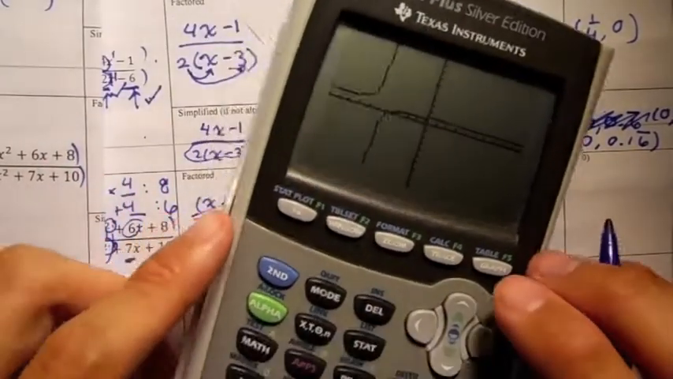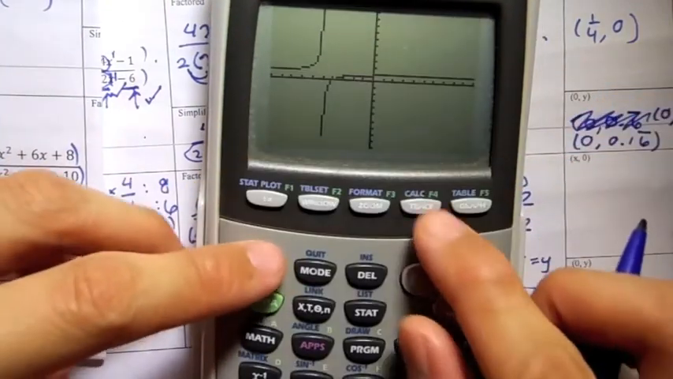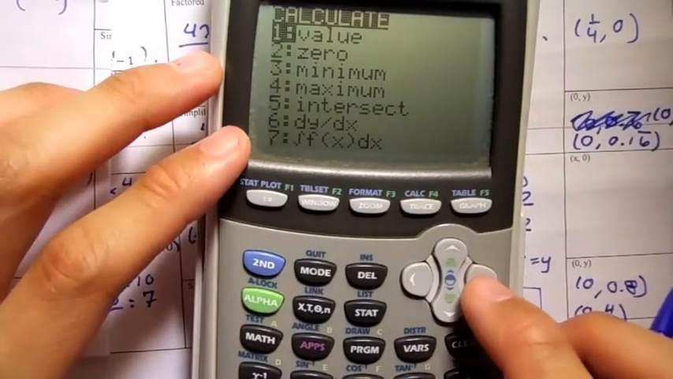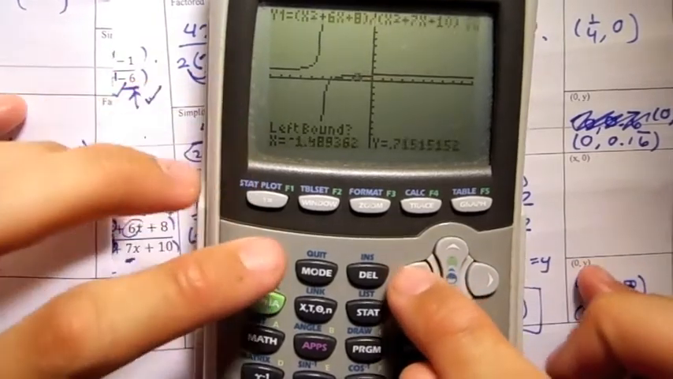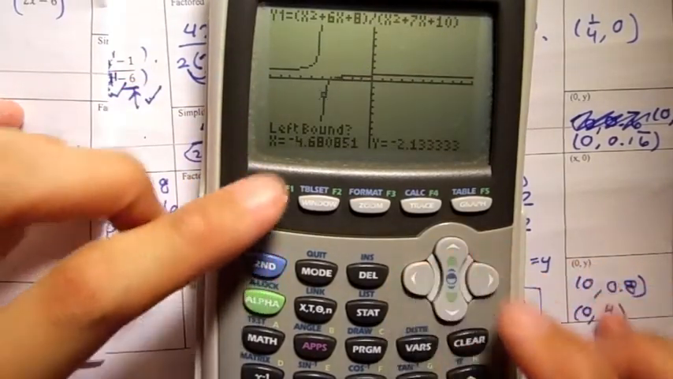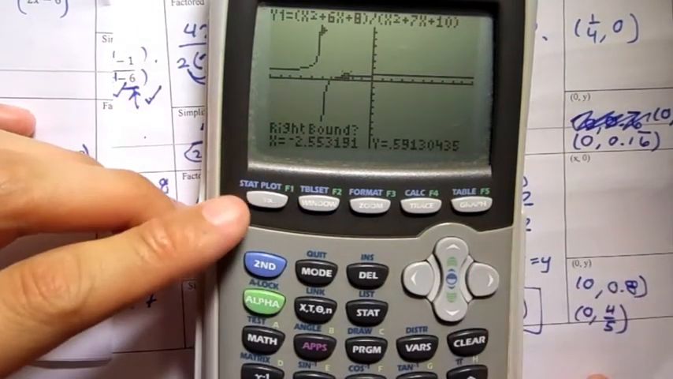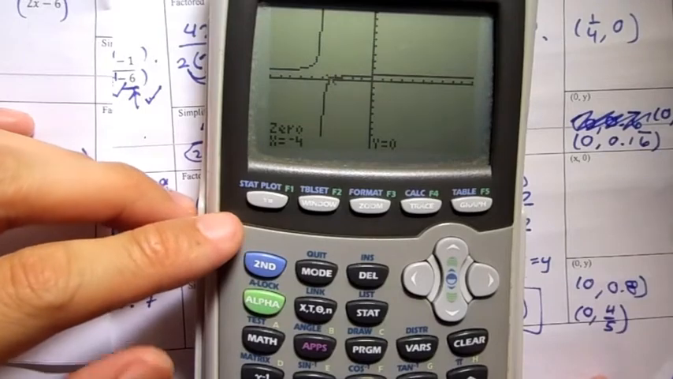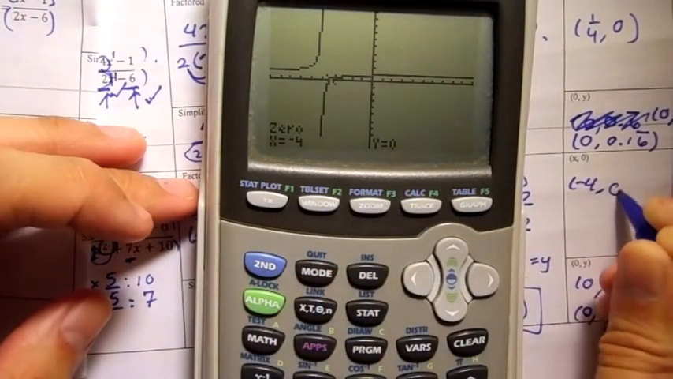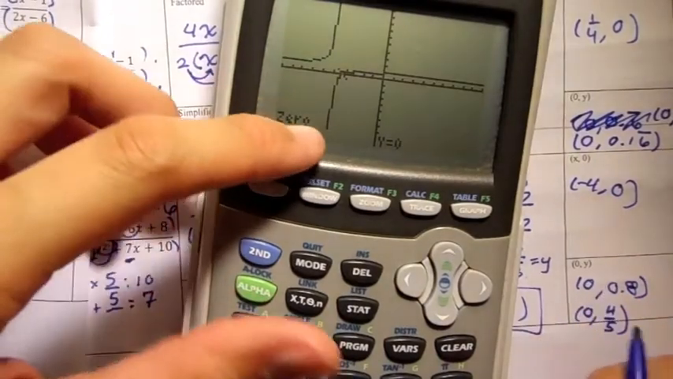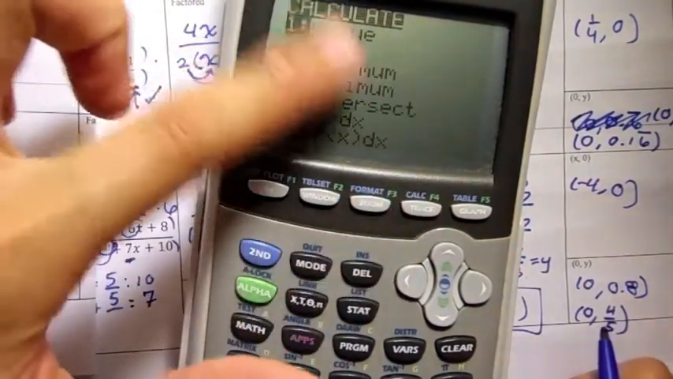Now we need to find the x-intercept, so I can eyeball it and see it's over here somewhere. So I'm going to go to second trace and go to my second option, which is zero. Now I'm going to scroll somewhere obviously to the left of that, press enter, and then I'm going to scroll somewhere obviously to the right, press enter twice. And my x-intercept is at (-4, 0). Again, there are ways to do this algebraically, but because you have your graphing calculator, the quickest way would just be to use these two options.